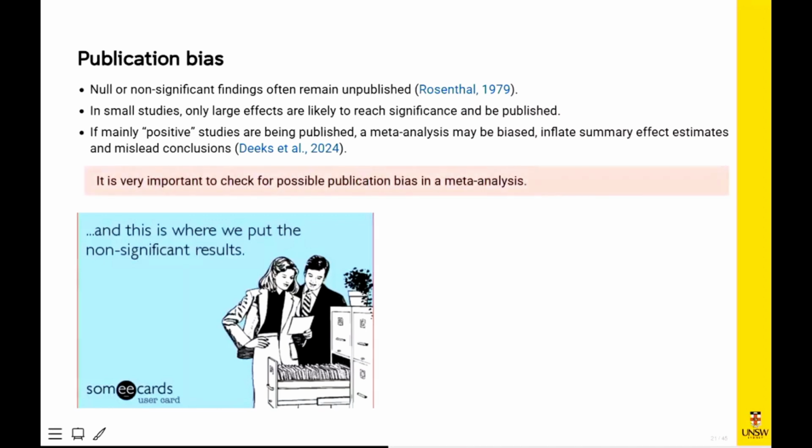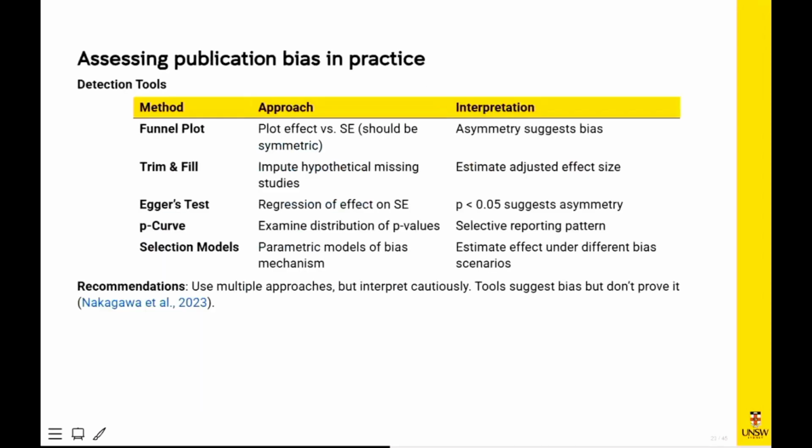So it is very important to check for possible publication bias in meta-analysis. Now, these things I'm going to be talking about do not prove that publication bias exists in your data set. They can only suggest that it is a possible reason or possibly present in your data set. We do this in a number of ways, and if you are doing a meta-analysis, you should not rely on one. You should be doing multiples of these to get lots of different ways to look at it.